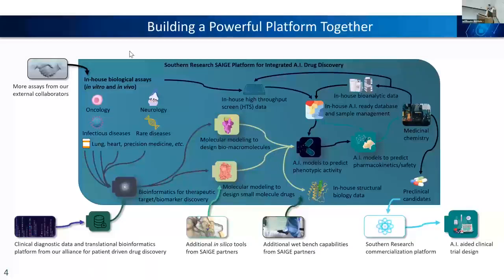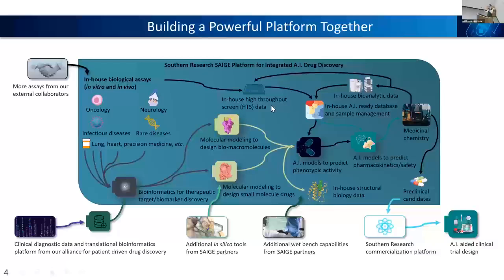So once we have these assays, they can be optimized into a high throughput screening fashion. In our high throughput screening center, they can screen maybe millions of compounds to generate millions of data points. And those data, we have an in-house database that will format all this data to make it ready to be used as the training set for AI models.